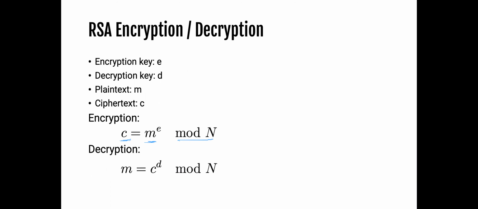And then for decryption, the plain text is equal to the ciphertext to the D, the decryption key, mod N. So you use exponentiation to calculate the ciphertext and the plain text. And you see here, the way that I calculate is the same. It's just that E and D are different.